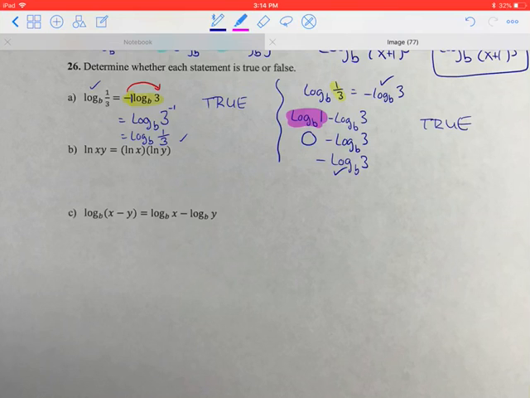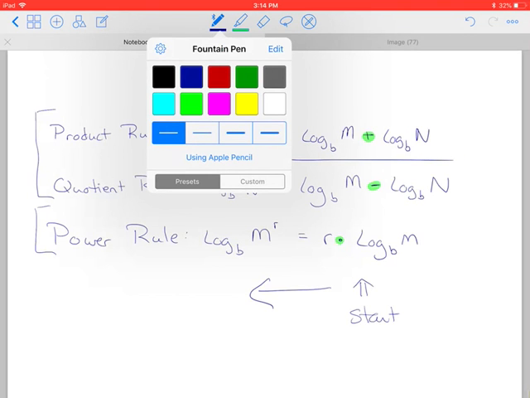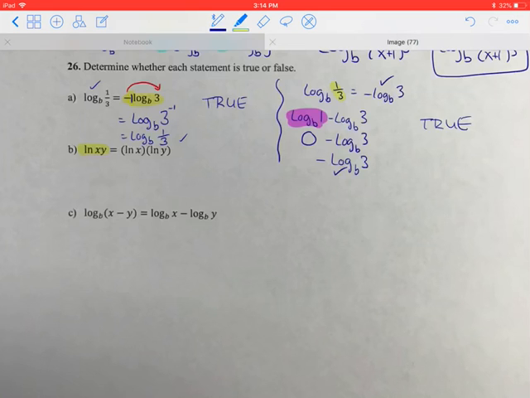Now if I move on to part B, if I look at the left side, I can definitely use my product rule. So if you remember back to that, here's your product rule right here. So I can expand that and put a plus between them. So if I go back over to my other page, this side becomes natural log of x plus natural log of y. Now that's not the same thing as natural log of x times natural log of y. We know when we split those, we don't multiply, we add. So I would say this one is false.